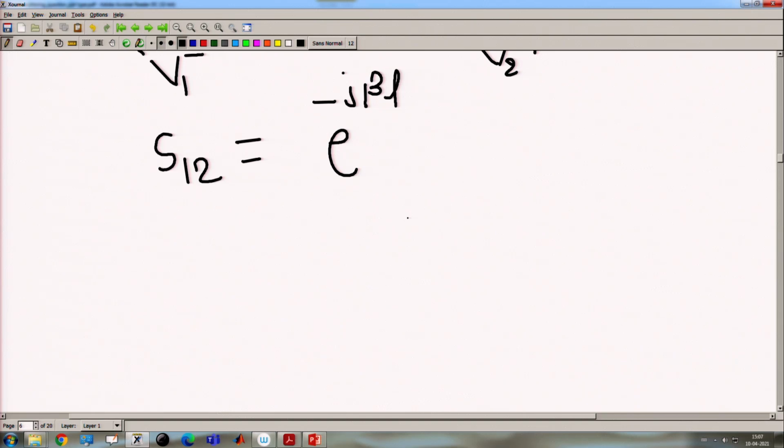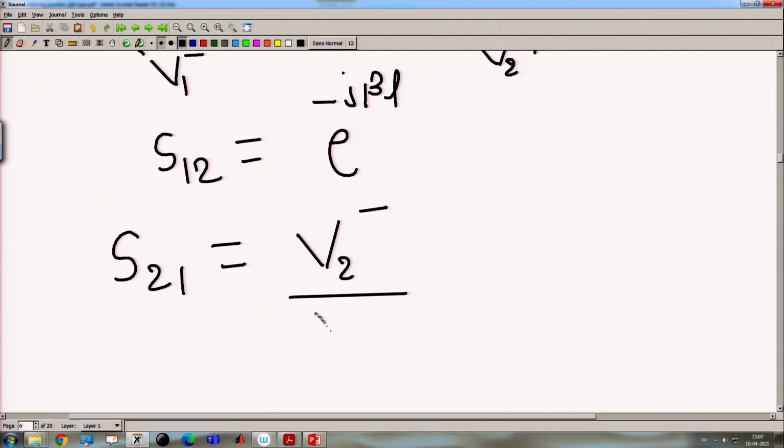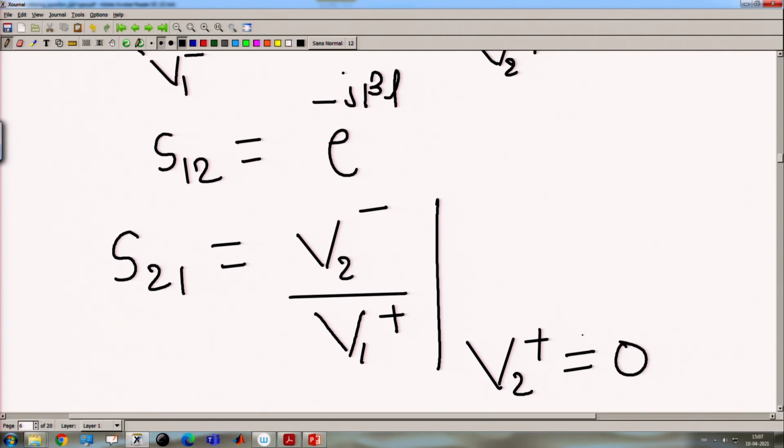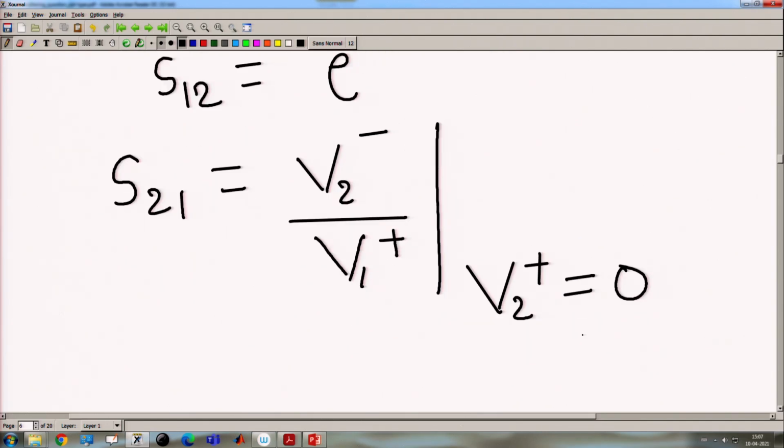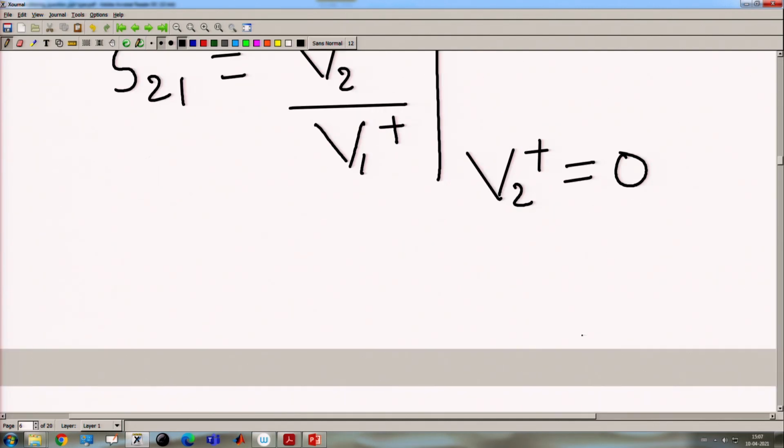Similarly, S21 equals V2 minus divided by V1 plus, when V2 plus equals 0. V2 plus equal to 0 means port 2 is terminated with a matched load, and in this case V2 minus waves are leaving from port 2 and entering at port 1, that means like this.